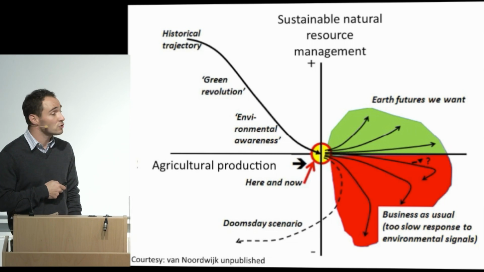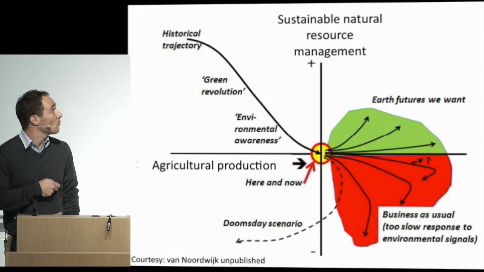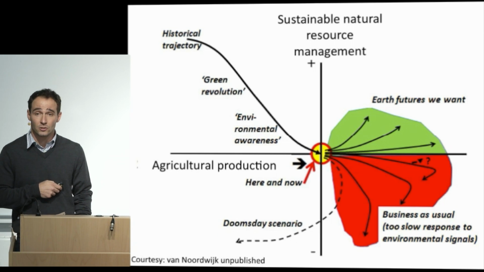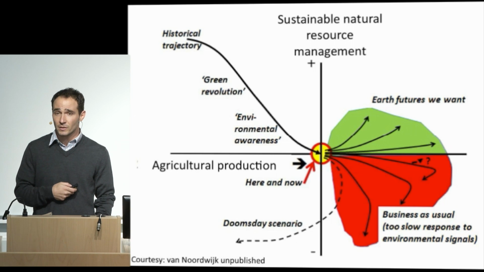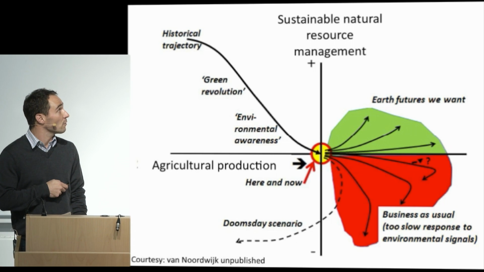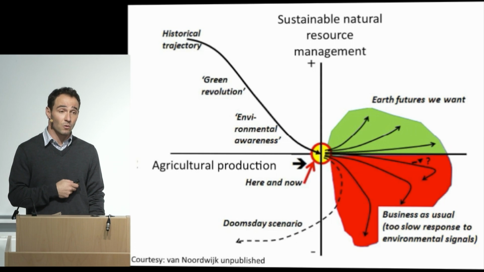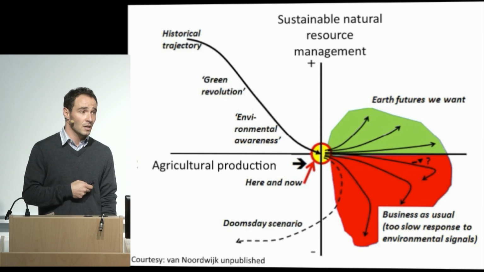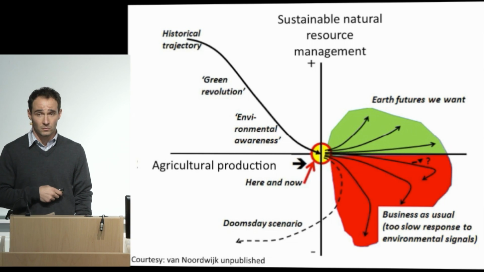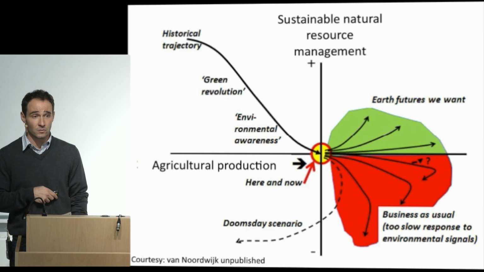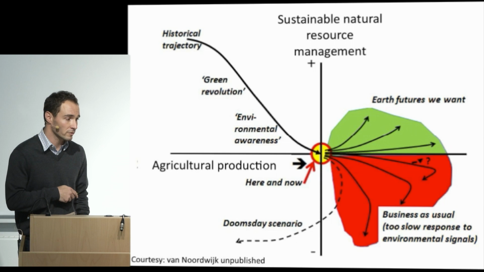We can choose any number of various scenarios. We can go into an area where agriculture can actually contribute to preserving natural resources, or we can go in the opposite direction, where we ignore the signals and agriculture will continue to degrade the soil, to degrade air resources, and to degrade water resources.